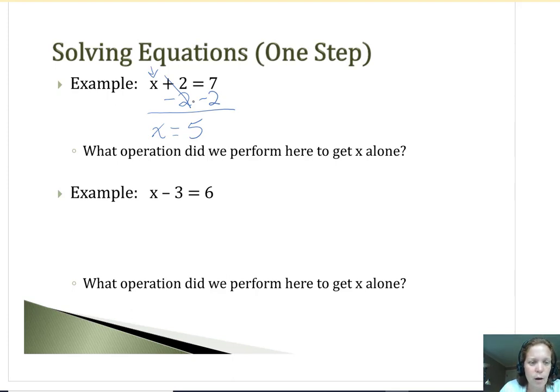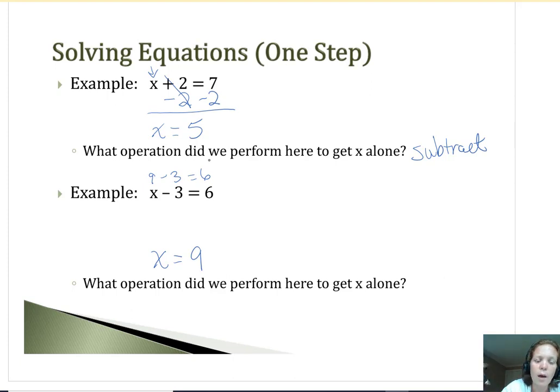So that's how we get that 5. So what did we do to get x alone here? We subtracted. Okay, versus the next one now, it's a subtraction problem. x minus 3 is 6. What minus 3 gets me 6? 9. 9 minus 3 is the only way I'm going to have that be true.